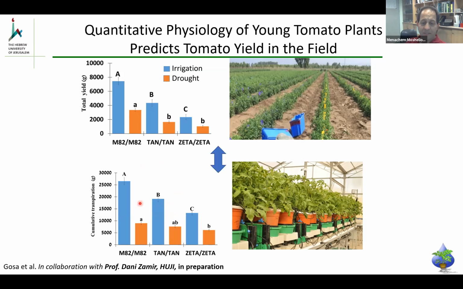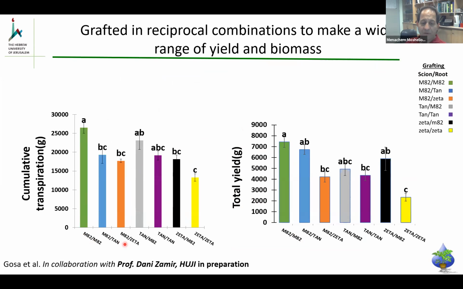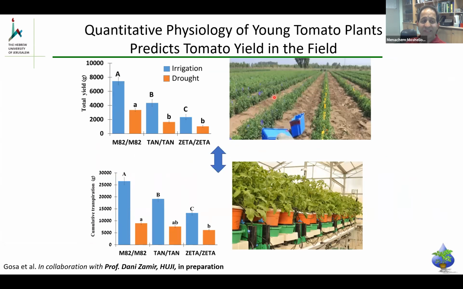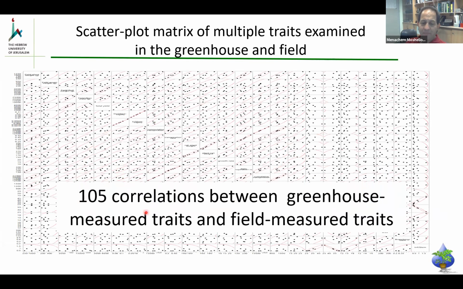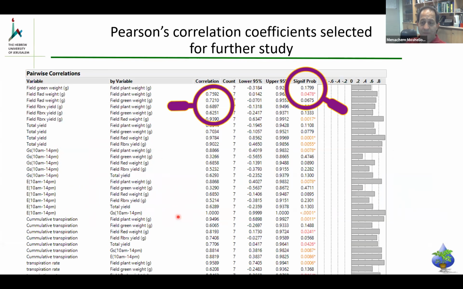We saw very nice physiological characteristics that identify these plants. Then, in order to get more repetition, we did reciprocal grafting of these plants on themselves. Again, we got very nice differences in yield and physiological parameters. By the way, this field experiment was repeated for at least 2 years in the field. Then we did correlation with many physiological parameters and field parameters. We screened for the correlation, but most importantly, also for the significance probability. So we took only the characteristics with high correlation and significant probability.